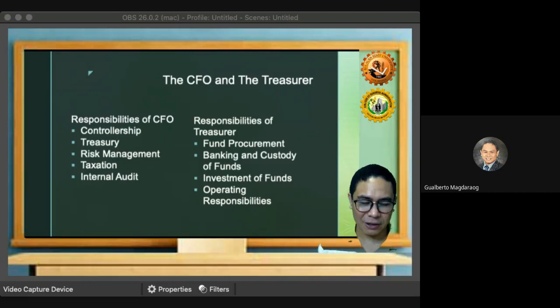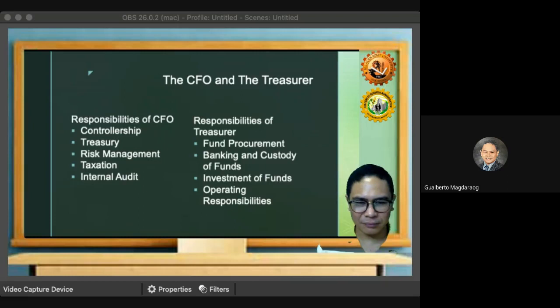ikaw yung may access to that vault kasi ikaw yung ingat yaman. Okay? So even if you put it in the bank, ikaw din yung merong access doon, ikaw yung signatory doon because you are the treasurer. So responsibility mo yung in and out doon sa bank account natin. You also have the responsibility to choose which bank you are going to put your money. Sa'yo din yan. Okay.